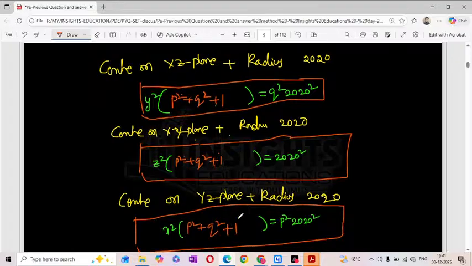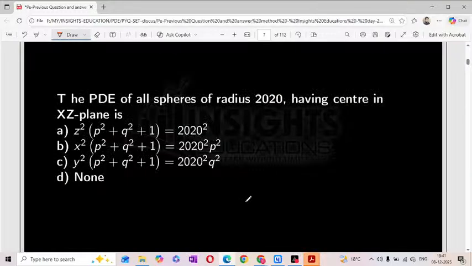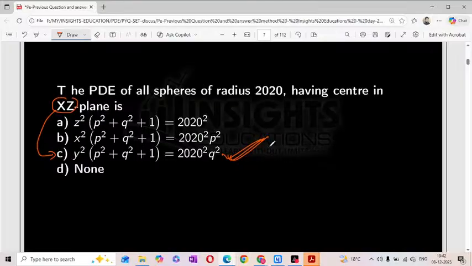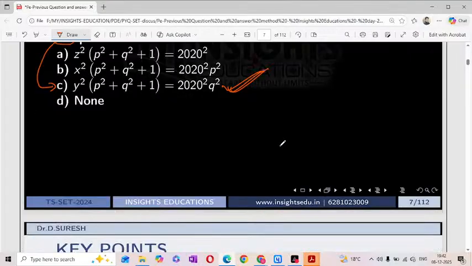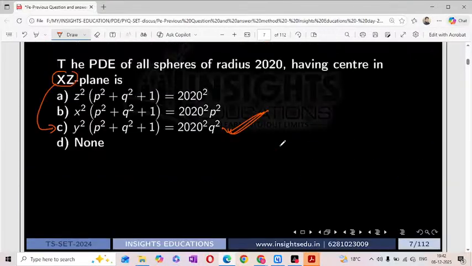Now come to the question. Now what is our question? Center on yz. So yz means definitely x, so y square of p square plus q square. So this is our correct answer. Yes, sir, option C is the correct answer. Okay.